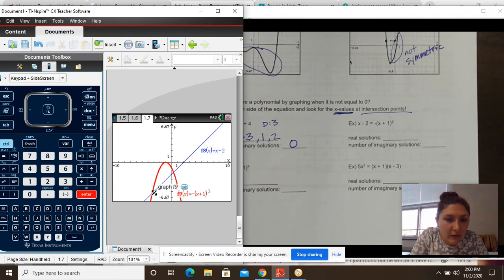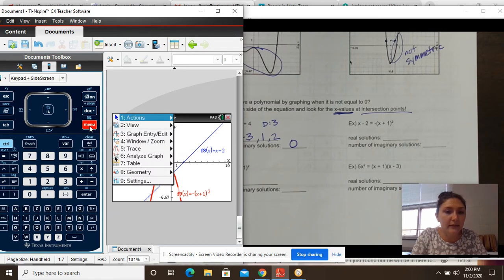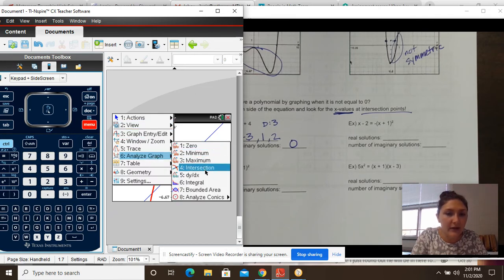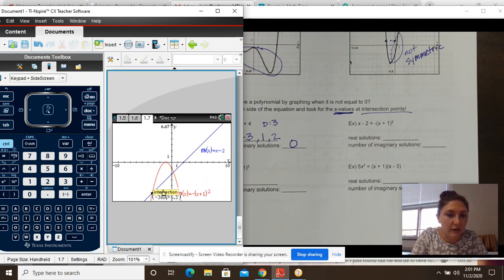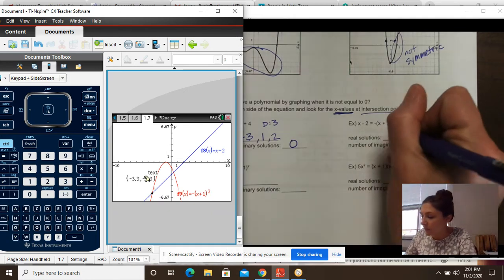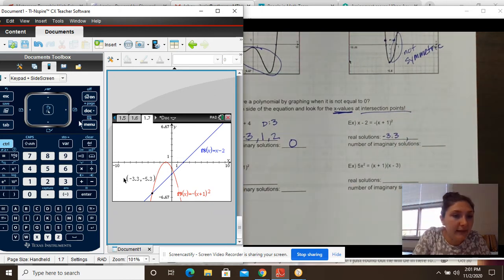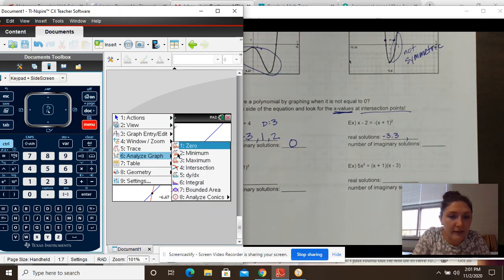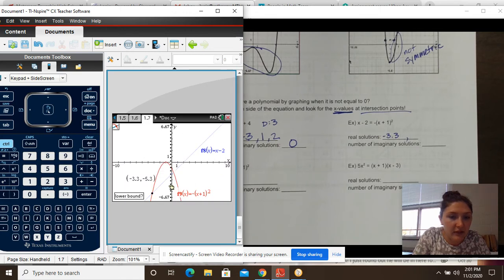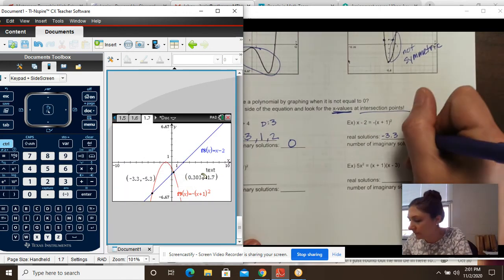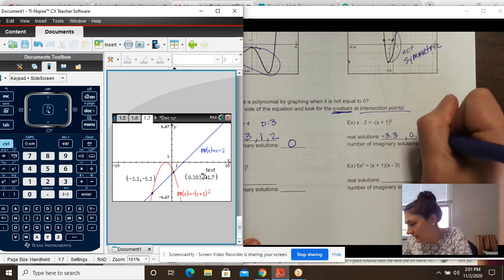And now I'm going to look for, again, those two intersection points. So Menu, Analyze Graph, Intersection. There's 1. And again, remember, we are just wanting those x values. So negative 3.3. And then Menu, Analyze Graph, Intersection. There's our other guy, 0.303.